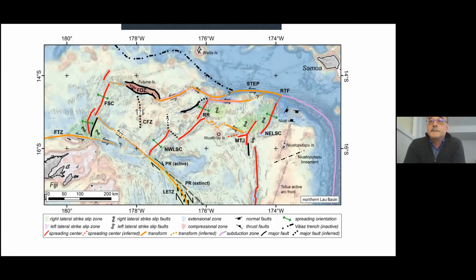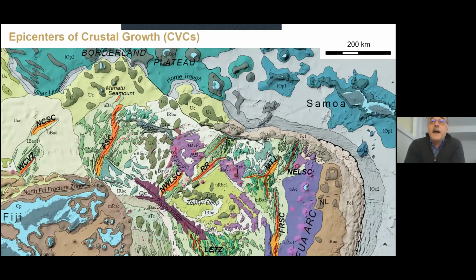This is a blow up of Meg's map, and it shows these major spreading centers all in orange here. And the combined length of all of these spreading centers in the North Lau is about 1,000 kilometers, the cumulative length of all that spreading. But that's in a basin that's only 600 kilometers wide. So in terms of the amount of spreading per square kilometer of backarc basin, there's nothing like this anywhere else on the planet as far as we know.